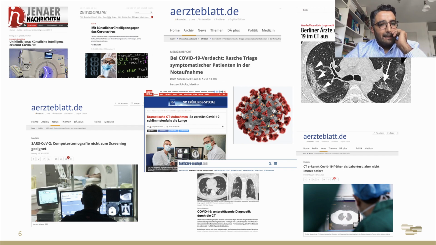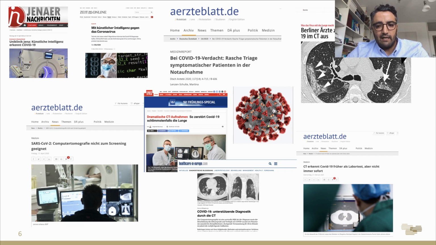Radiology in COVID-19, these are articles from the press with different headlines. They are from different time points, and this is actually how the opinion about radiology and COVID-19 changed during the pandemic. At the beginning, nobody knew what the role of radiology was. And the headlines here are sometimes facts, sometimes only a personal opinion of some doctors, sometimes controversial. Like here, for example, they are saying CT is not good for screening for COVID-19.